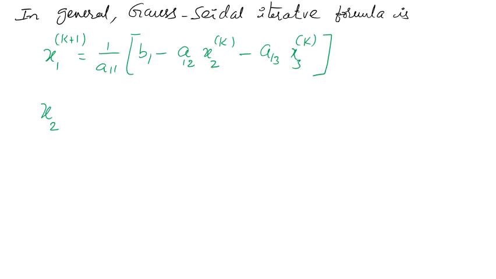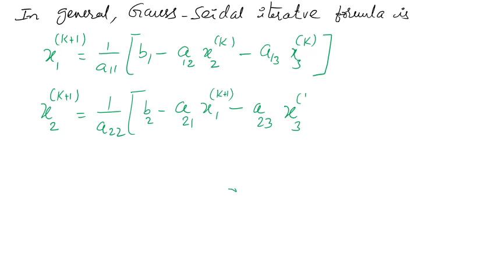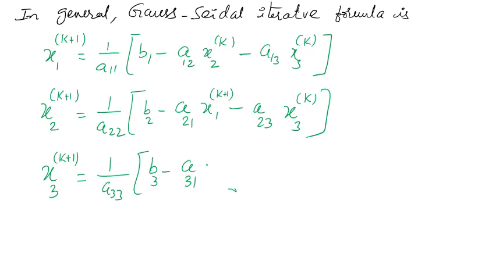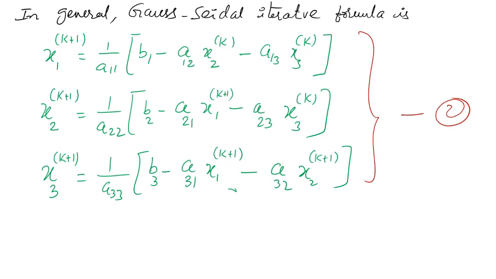right? Now x2 at the k plus 1th iteration is equal to 1 by a22 of b2 minus a21 times x1 at the k plus 1th level, because I know this value, and a23 x3, I know x3 only at kth iteration. And third, x3 at the k plus 1th iteration is 1 by a33 of b3 minus a31, now I know x1 at the k plus 1th iteration, so replace it, and a32 x2, I also know at the k plus 1th iteration. This is the Gauss-Seidel iterative formula.